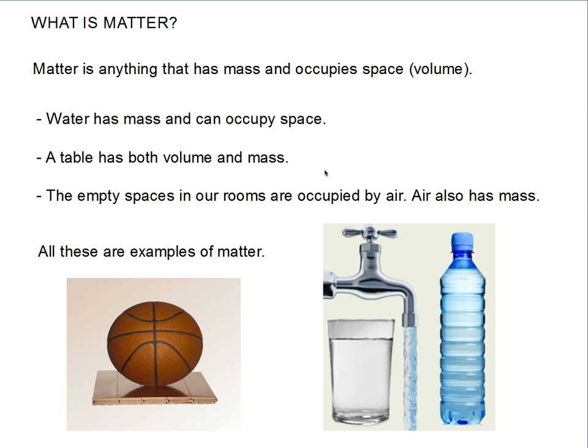Now, the empty spaces in our rooms are not that empty because we do not live in vacuums. They are occupied by air. Likewise, this basketball here. This basketball has mass. Mass is how heavy or light an object is. This basketball here has mass, and then as you can see, it is occupying all the space. So this is the volume of the basketball.